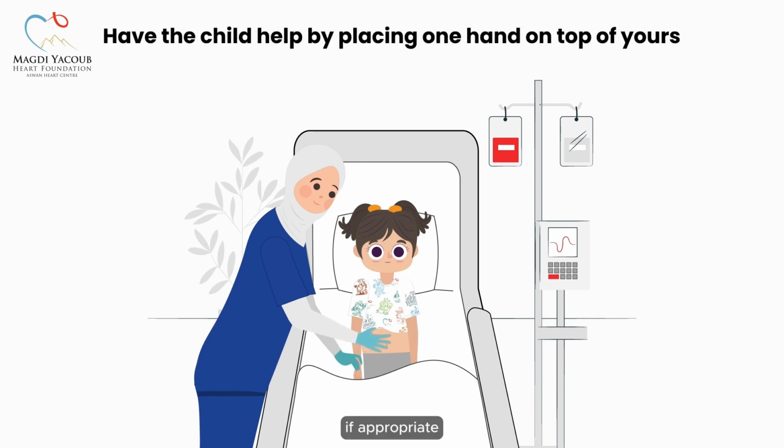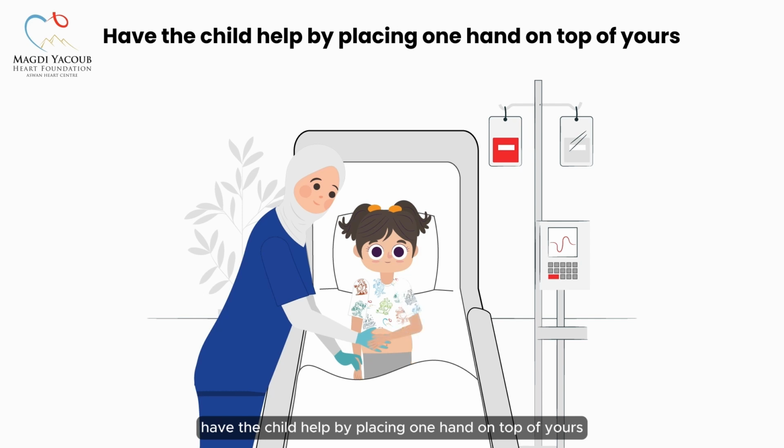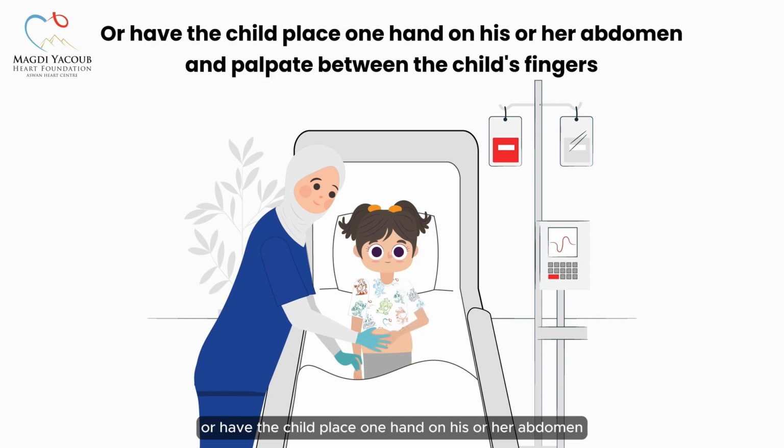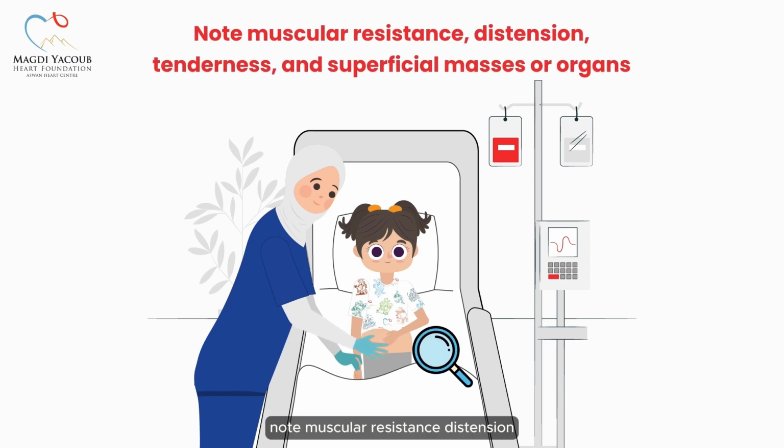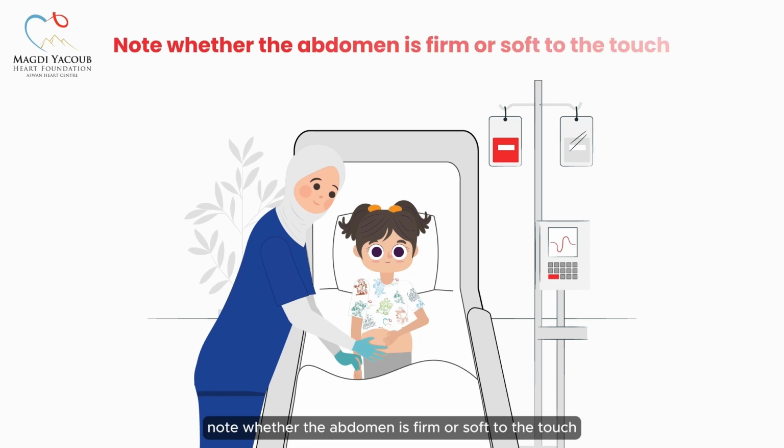If appropriate, have the child help by placing one hand on top of yours, or have the child place one hand on his or her abdomen with fingers separated and palpate between the child's fingers. Note muscular resistance, distension, tenderness, and superficial masses or organs while observing the child's face for signs of discomfort. Note whether the abdomen is firm or soft to the touch.